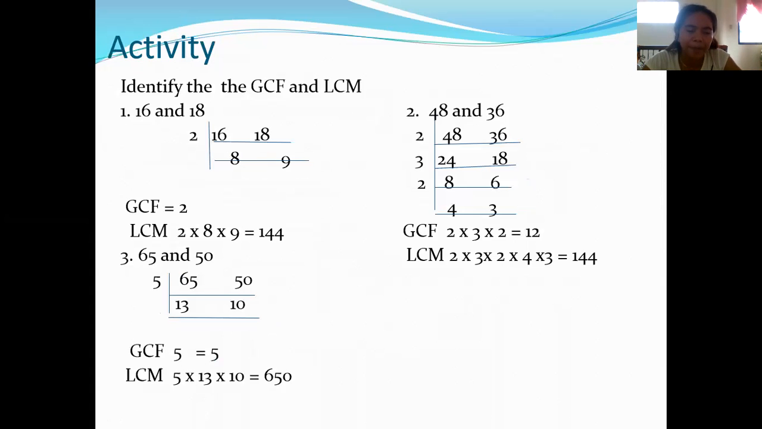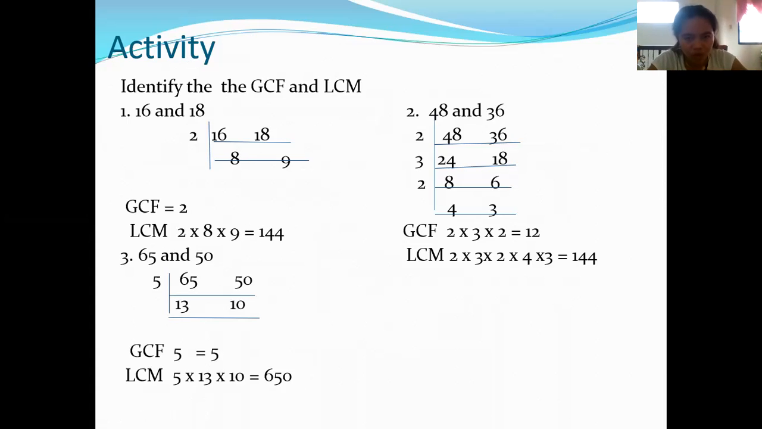Okay, last activity. Identify the GCF and LCM. So we have 16 and 18, right? 16 and 18 can be divided by 2. So 16 divided by 2 is 8 and 18 divided by 2 is 9. The only divisor at the side is 2, so this is our GCF. And for the LCM, we bring down the 2 at the side, then the remaining 8 and 9. We multiply, and that equals 144. The 144 is our LCM.